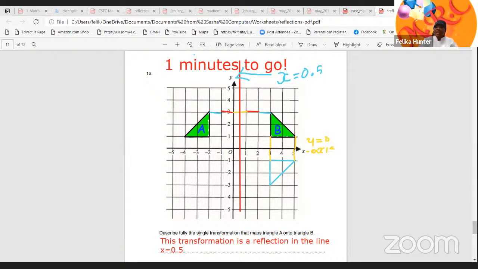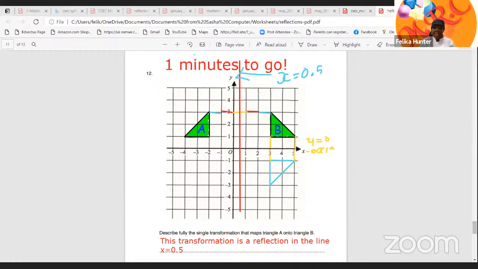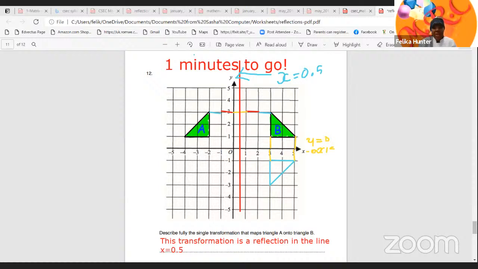Why is it the line y equals 0? Because every point on this line, the value of y is 0. Do you understand me? So the x-axis is the line y equals 0, and the y-axis is the line x equals 0, because every point on it has x equal to 0.